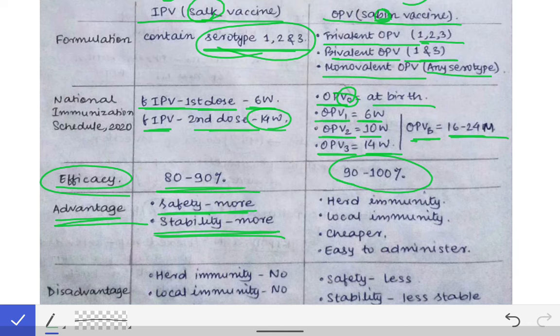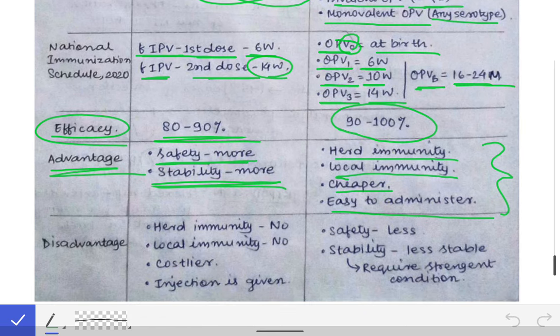But what's the advantage of OPV? So, advantages of OPV is that it produces herd immunity, produces local immunity. It is much cheaper than IPV, and is also easy to administer because it has to be just given orally. So these are the four advantages of OPV over IPV.